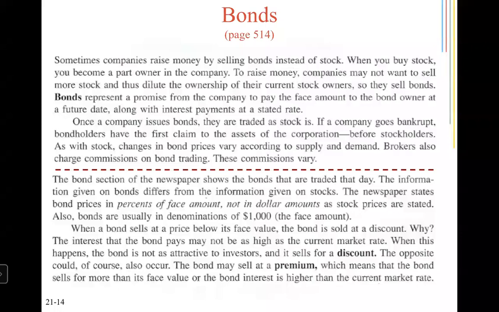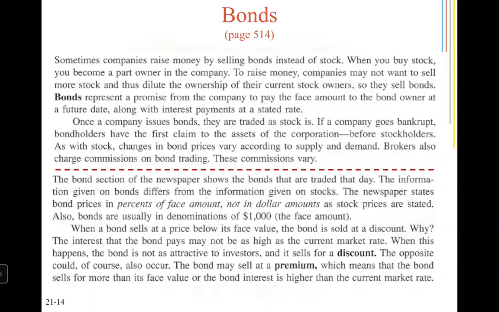Okay. The bond section of the newspaper shows the bonds that are traded that day. The information given on bonds differs from the information given on stocks. The newspaper states bond prices in percents of face amount, not in dollar amounts, as stock prices are stated. Also, bonds are usually in denominations of 1,000, the face amount. When a bond sells at a price below its face value, the bond is sold at a discount.